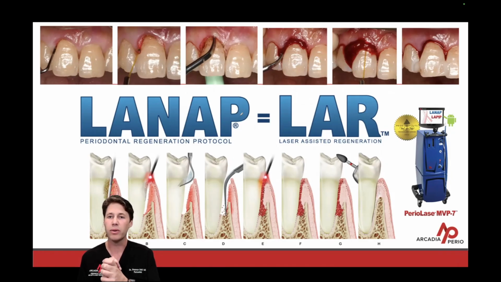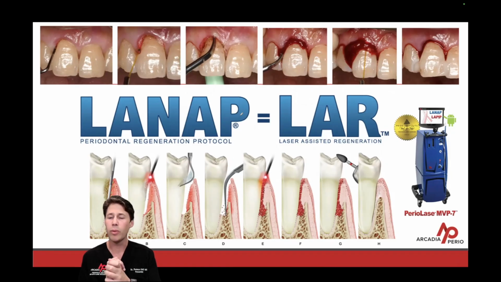So step one, or figure A, are bone sounding probe depths. Why is this important? Because this helps me calculate the total amount of energy needed to treat the disease. As the pocket numbers increase, more energy is needed. In step B, we are going to selectively remove all of the diseased tissue.